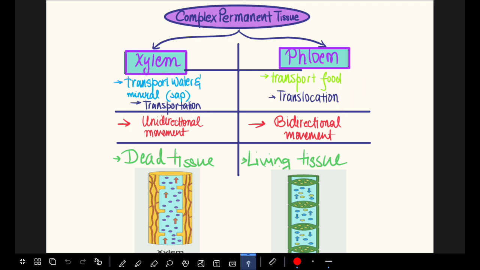Xylem is unidirectional, that is, it flows only from roots to the stem, from down to up, whereas phloem is bidirectional, meaning it flows from the leaves.